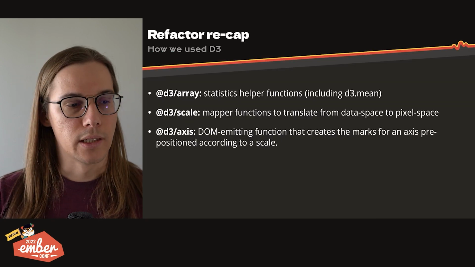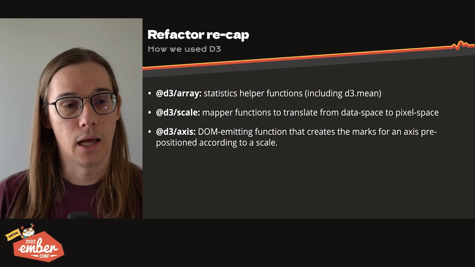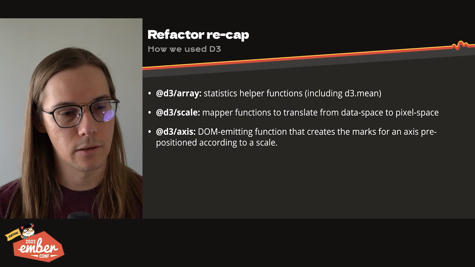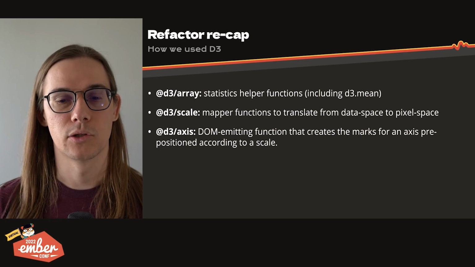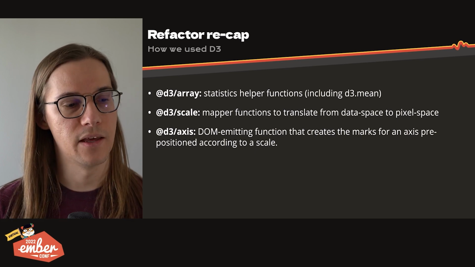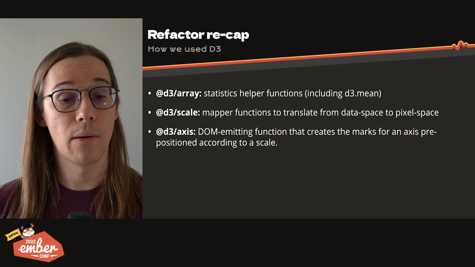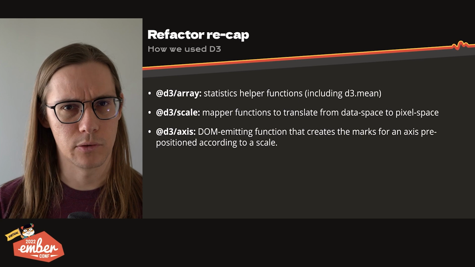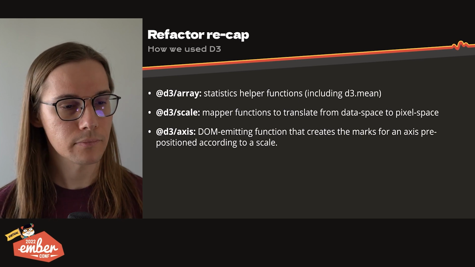So just to recap really quickly, we use the D3 array package, which is full of statistics helpers, including d3.mean. We then use the D3 scale package, which gives us mapper functions to translate from data space to pixel space. And then we use D3 axis, which is a DOM emitting function that creates the marks for an axis, prepositioned according to the scale, and then we're able to mount that into our component.